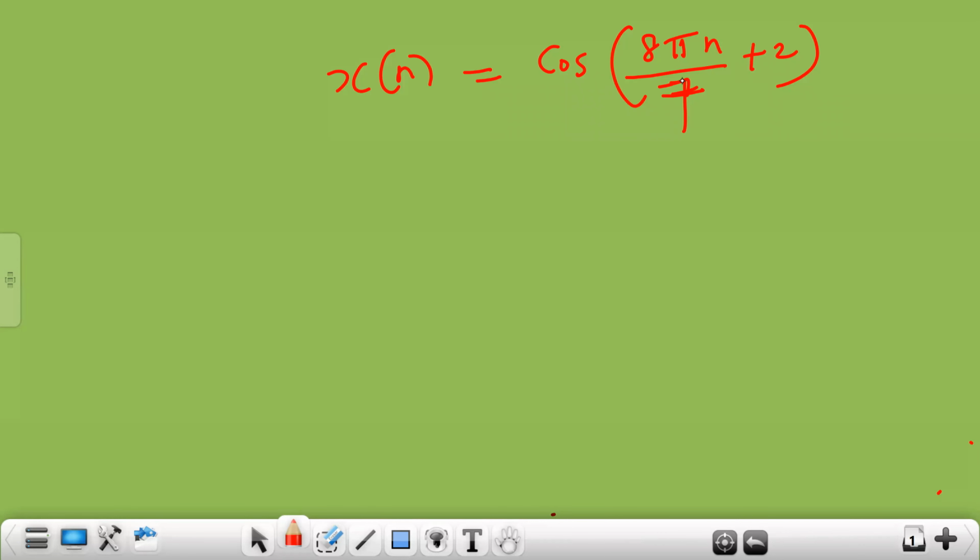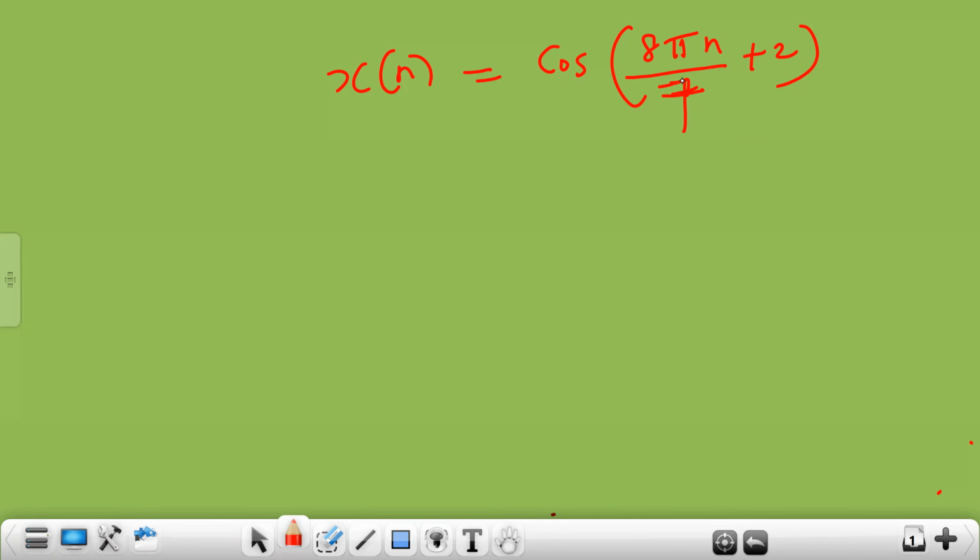So till now we studied the continuous time signal, and we have checked the periodicity of continuous time signals. From now onwards, we are going to discrete time signals and check the periodicity of discrete time signals. How did you come to know that this is a discrete time signal? Because it is a function of n rather than t. I have put it in terms of n.